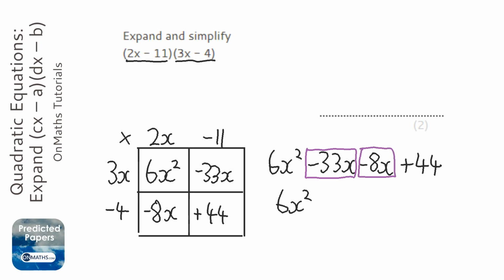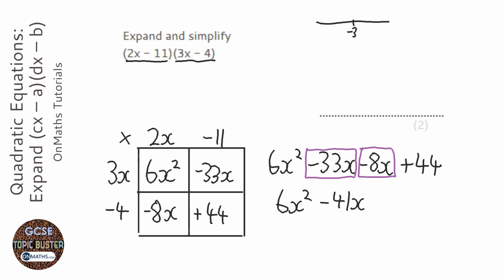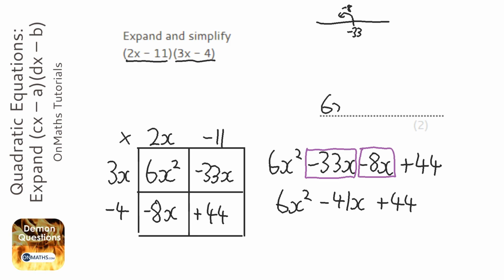So 6x squared. Now, minus 33 take away 8. So if I took away 10, it would be minus 43, so that would be minus 41. And with those, when you're taking away a negative from a negative, you just use your number line. So I just go to minus 33 roughly on the number line, and I know I'm going 8 left, okay, which is minus 41 plus 44. And that's it. So let's put that in as our answer. Perfect.